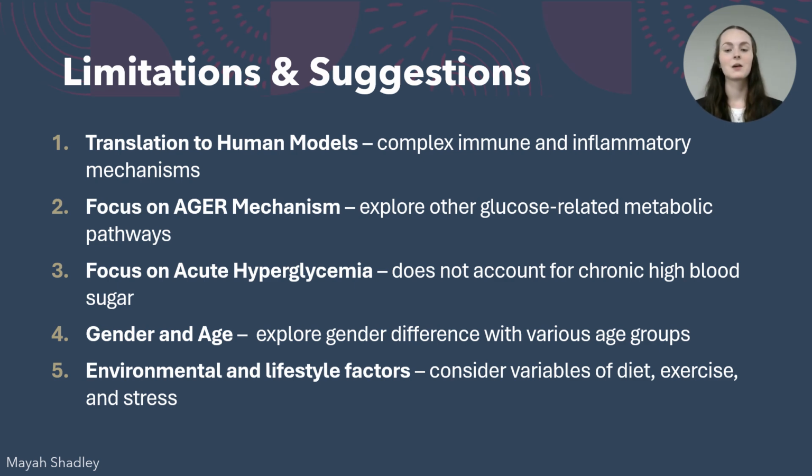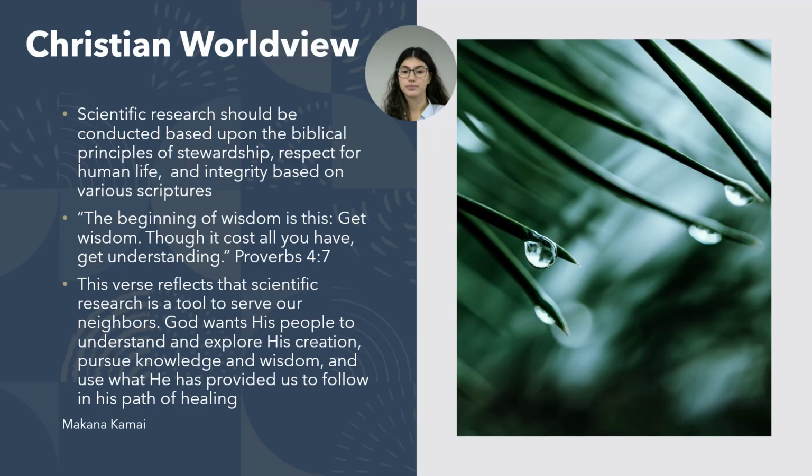And finally, environmental and lifestyle factors. We were not able to look at this with the mice specifically because we're inducing the stroke in them, and there's not a way to see how their diet and their exercise and stress and that kind of stuff. And so if we were wanting to look at this more with humans, it would be a good suggestion to look at those lifestyle factors as well.